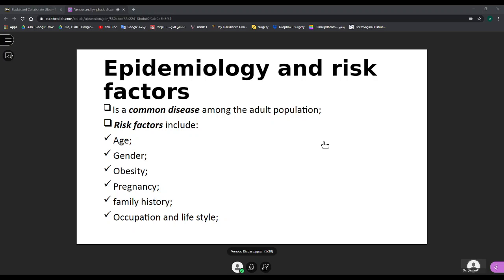Now, these risk factors are important because if you are consulting or, for example, seeing a patient who has a varicose vein, then you have to review these points in your history, because all of these are directly related to the risk of development of varicose veins.